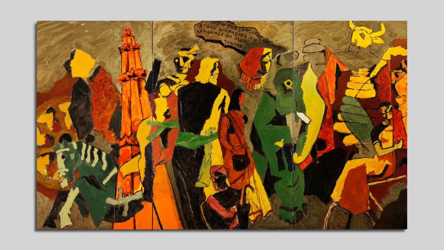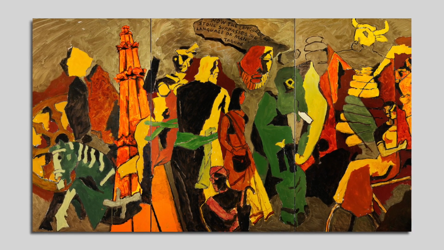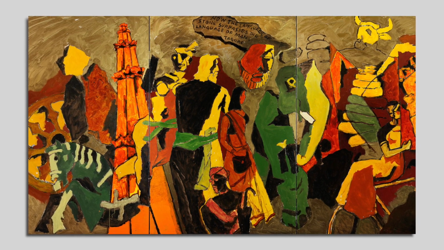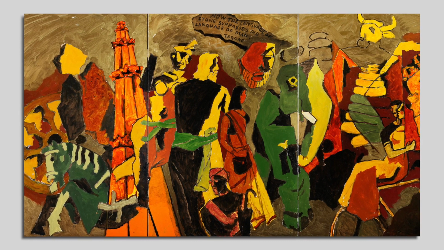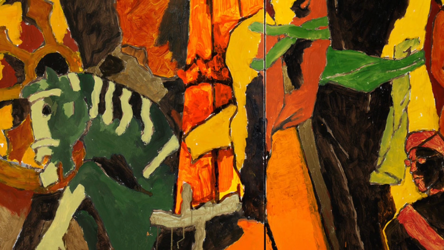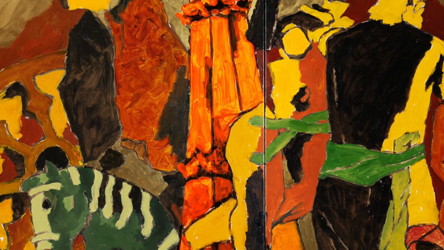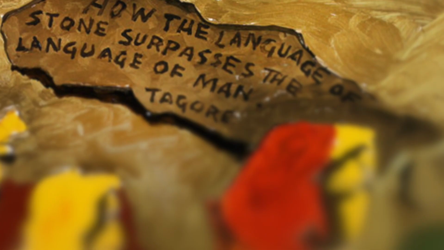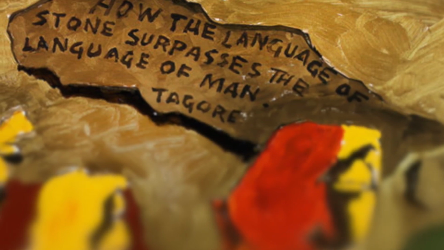A history teacher asks for names and dates, but very rarely asks about your emotional response. This painting is called The Language of Stone. It is really special because it is completely dedicated to the history of Indian sculpture. Yeah, a painting dedicated to and about sculpture. There's something written here. It says, "How the language of stone surpasses the language of man."